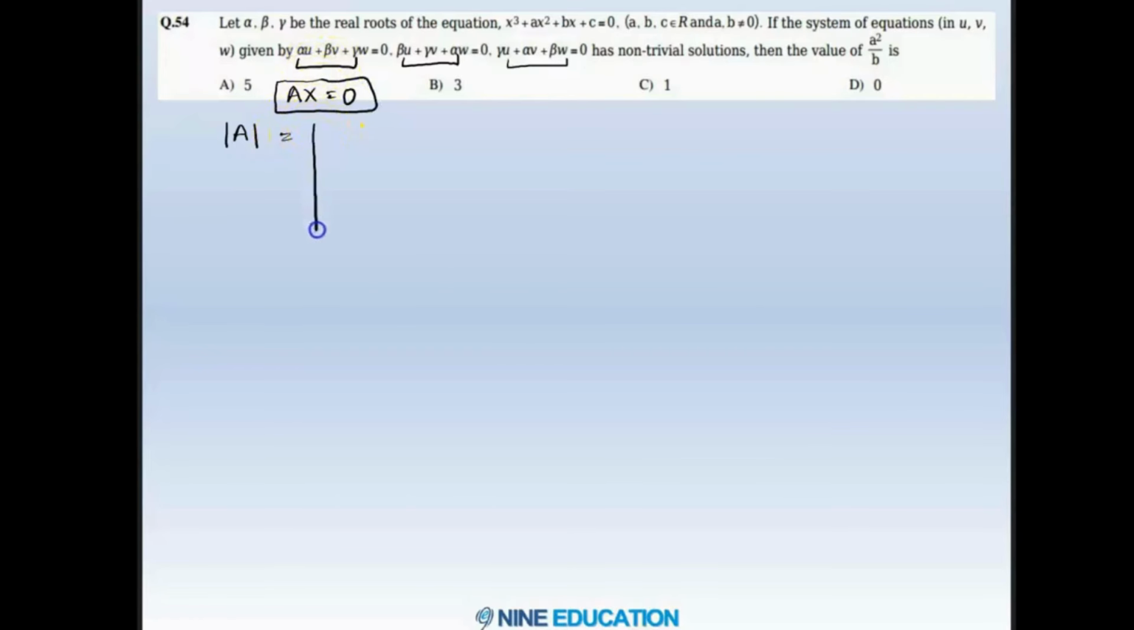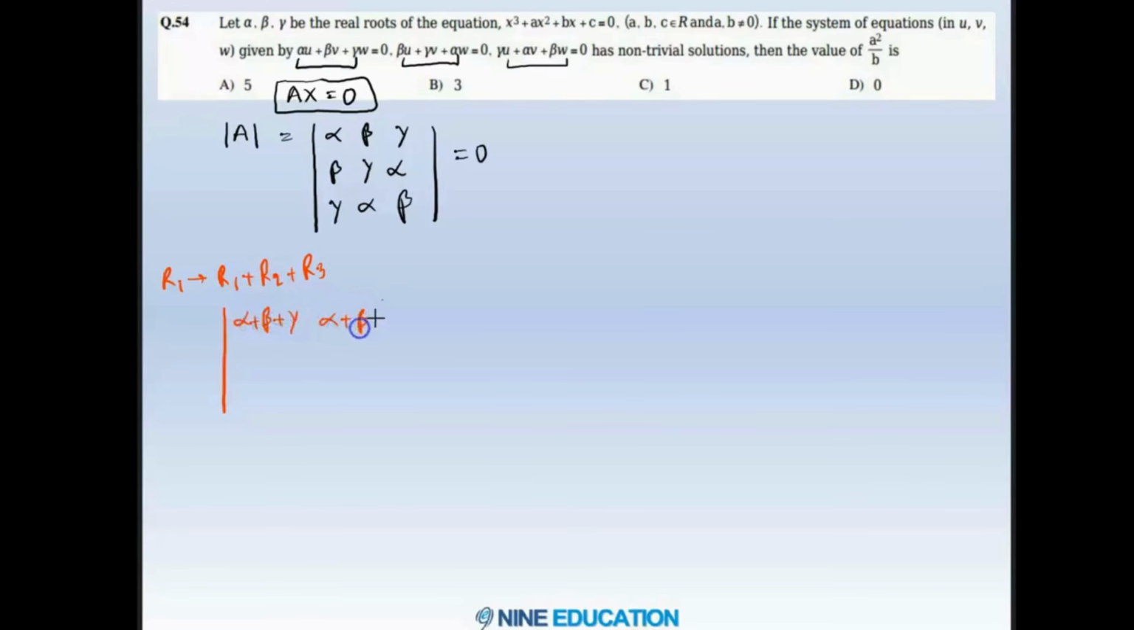That is the condition. So we have alpha, beta, gamma over here. Next will be beta, gamma, alpha, and then gamma, alpha, beta. And this determinant value I need to put equal to 0. Now I can apply an elementary operation in the first row, which is R1 plus R2 plus R3, to simplify this determinant. So it will be alpha plus beta plus gamma, again alpha plus beta plus gamma, and again alpha plus beta plus gamma. The rest is beta, gamma, alpha and gamma, alpha, beta. This is equal to 0.